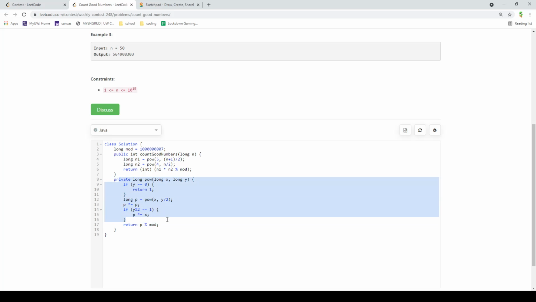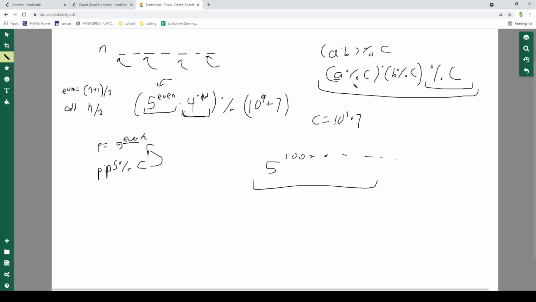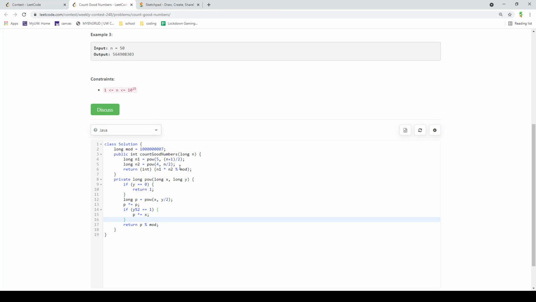If you imagine this recursive function, we will constantly find this number and then modulus it, and keep on modulusing it. So this will give us 5 to the power of even modulus this number, because we're constantly making use of this modulus operator. What we're essentially doing is, if we pretend A and B both equal P, we multiply them together and modulus them again. And this will give us 5 to the power of even, and 4 to the power of odd, and we modulus them both.